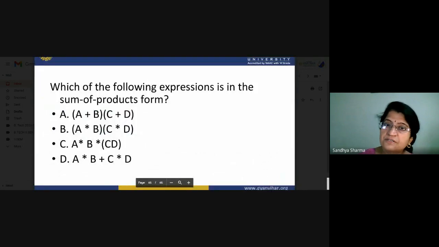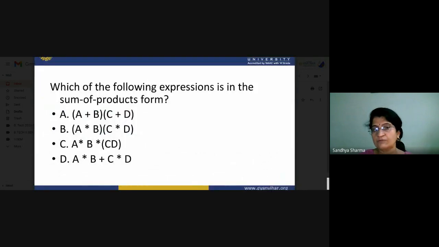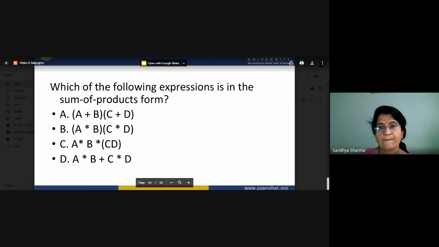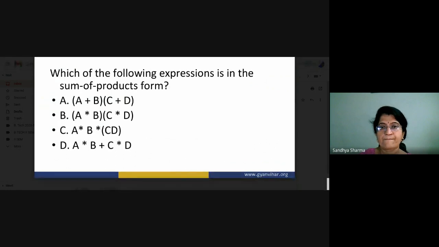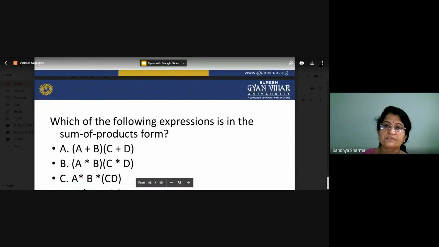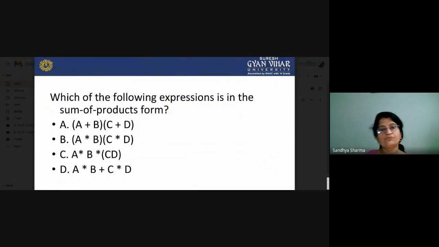Which of the following expressions is in the product of sum? So you have to observe it. Which is the product of sum and which equation is sum of product? So you can write in this way. So these are all the objective questions which I have given you.